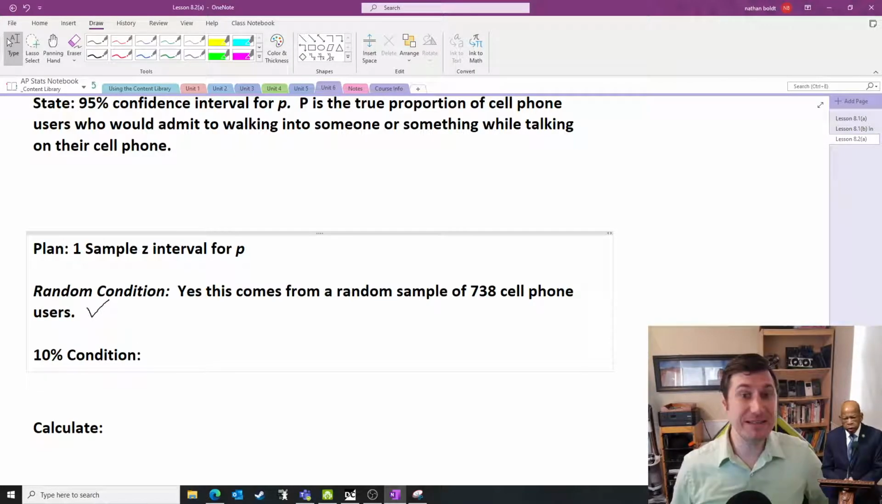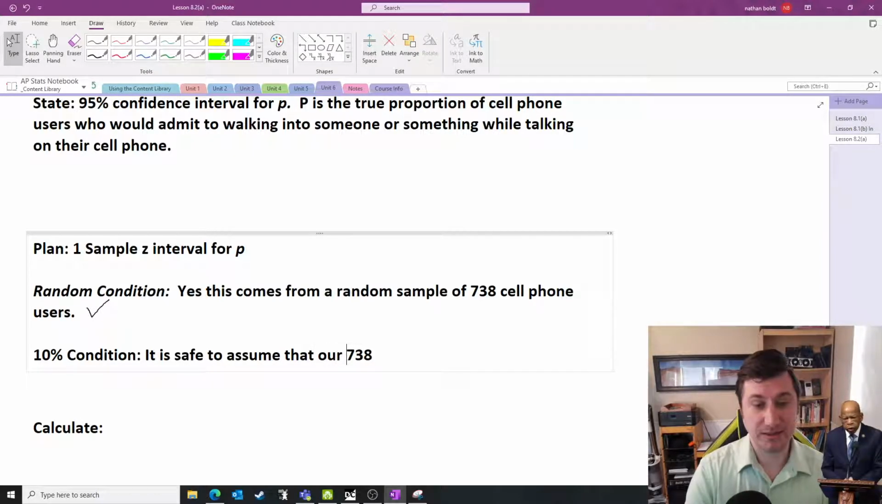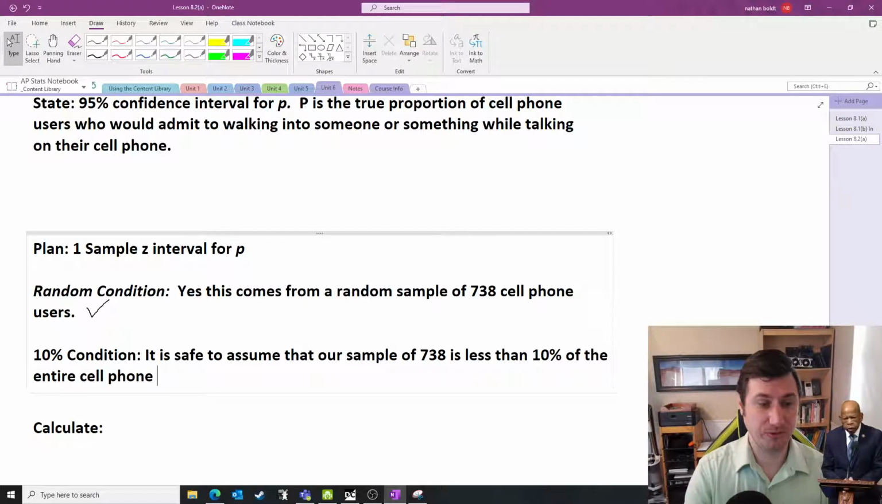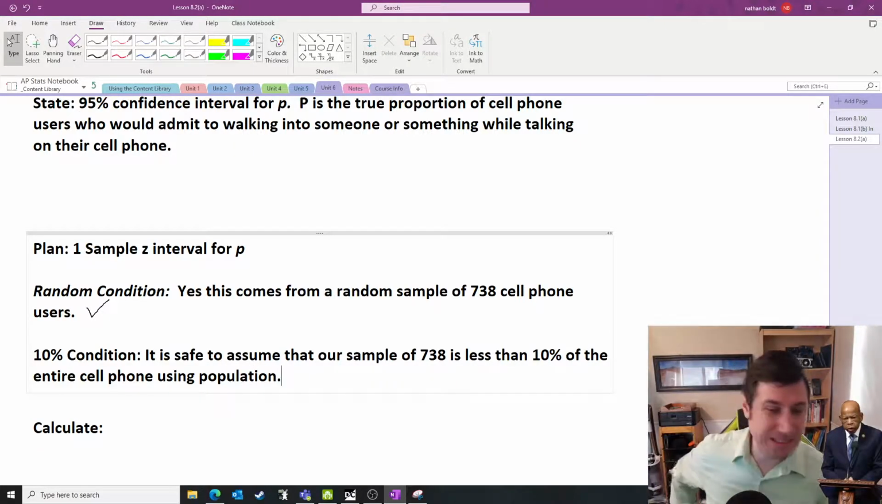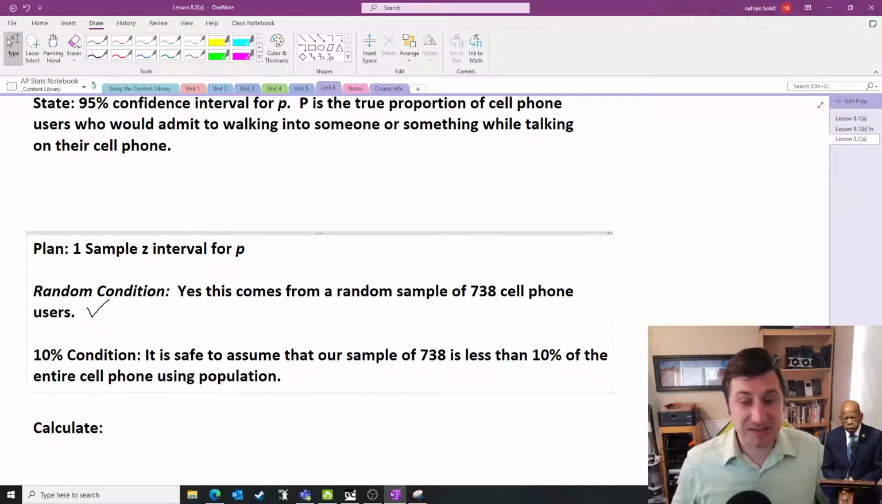We have to be sampling less than 10% of the population. Now, in this case, I guess it's technically an assumption, but it is safe to assume that our sample of 738 is less than 10% of the entire cell phone using population. Perfectly reasonable to make that assumption, but we do need to tip our hat to that to say that yes, we are sampling less than 10% of the population.